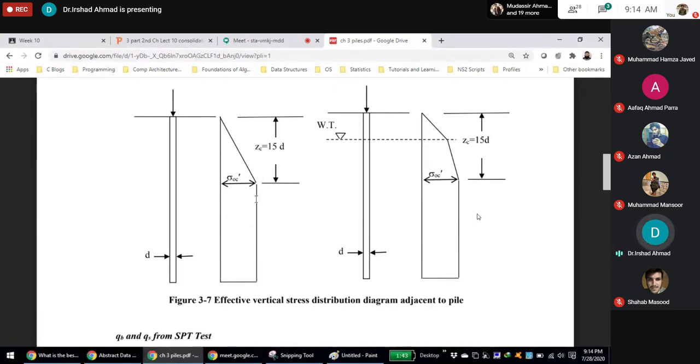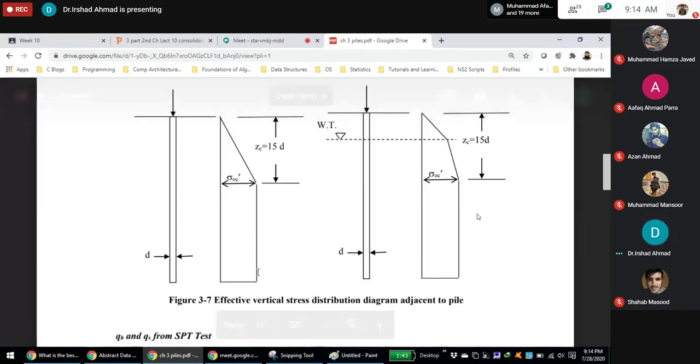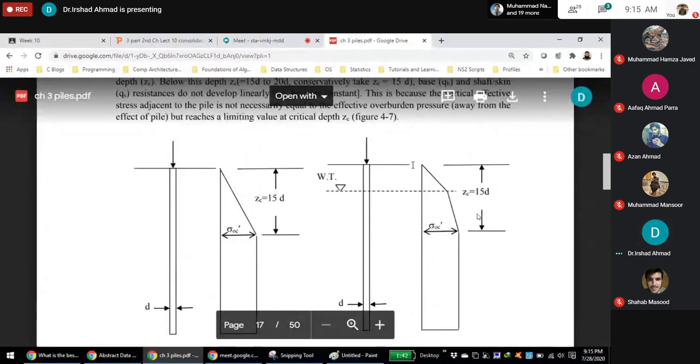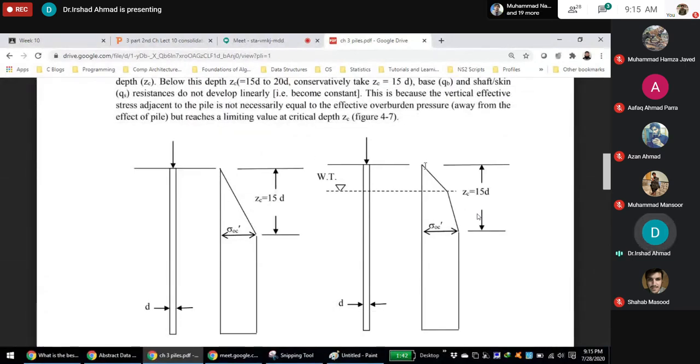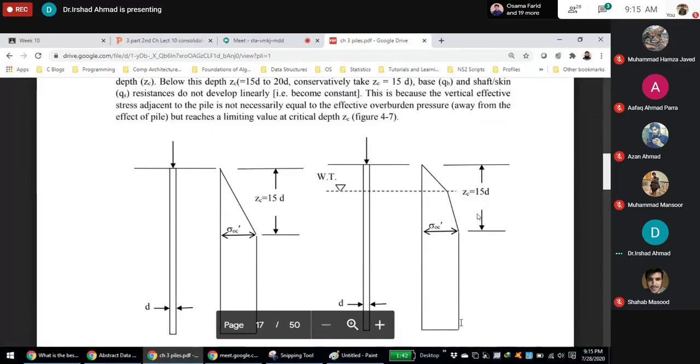And when this becomes constant, so K and QS and QB would also remain constant. You see this? Here is another situation where you have a water table. So from here to here, you would use bulk unit weight to find effective stress. After water table, you would use effective or submerged unit weight, and when it reaches 15 times diameter, after this it would remain constant.